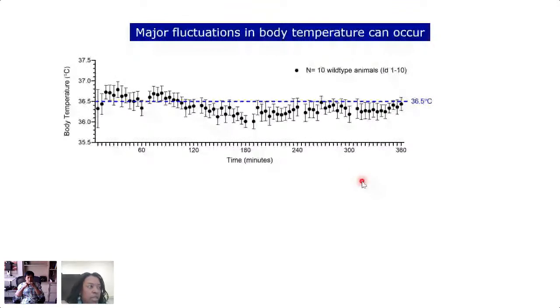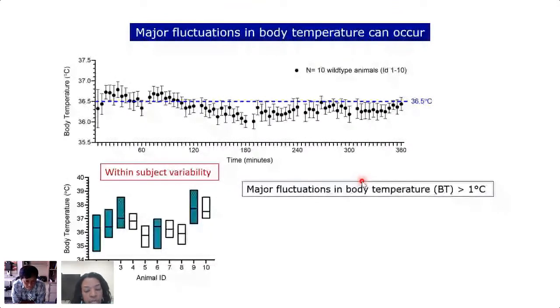But if we focus on within subject variability, we can see that for all 10 animals, at some point during this 6-hour period, there was a major fluctuation in body temperature of a degree or more. So in the teal-colored floating bars, we see that for some animals, this increase or major fluctuation in their body temperature during this period was even more extensive. So it rose to the level of 2 to 3 degrees. And for the animals with the speckled colored teal bars, which are animal 3 and 9, we see that the extent of this increase pushed their body temperature into fever range, which is more than 38 degrees Celsius.